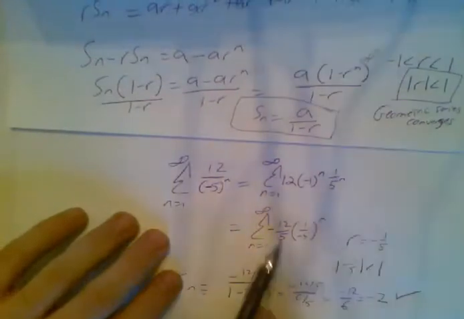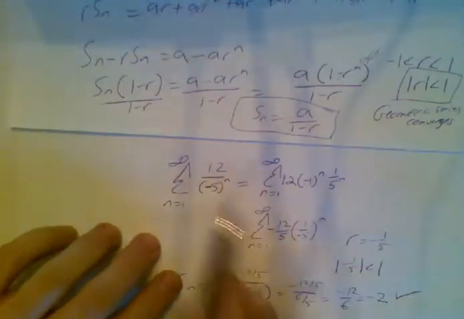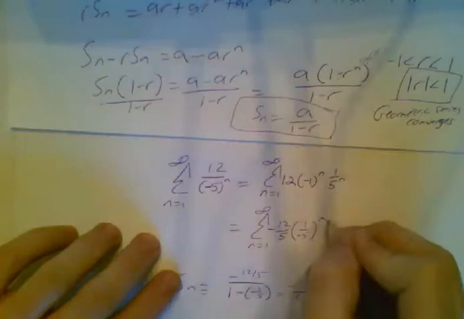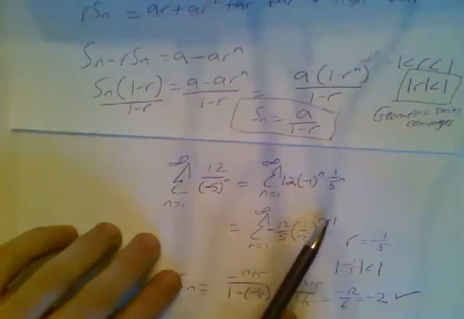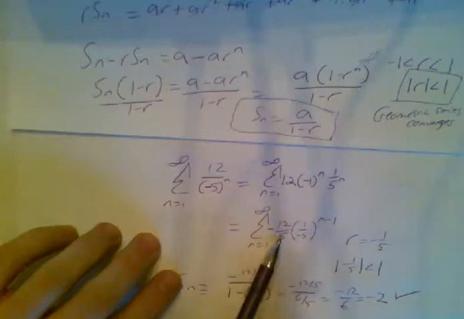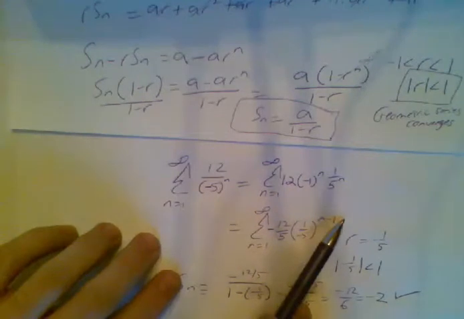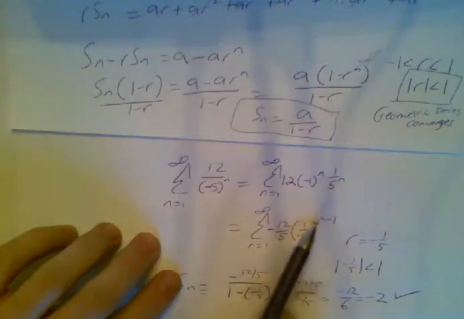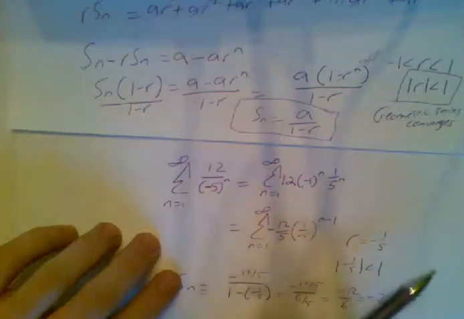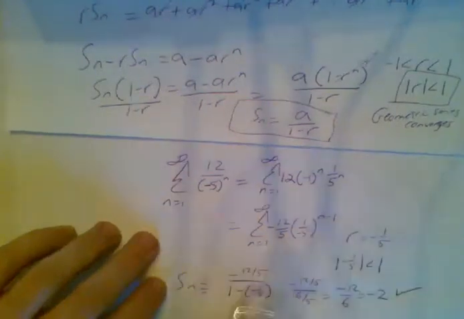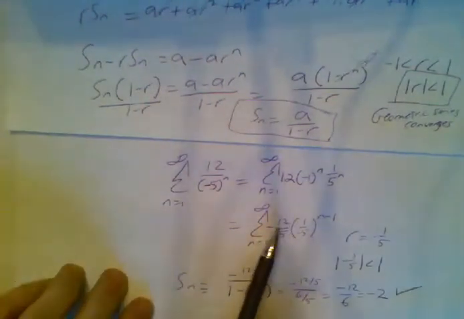I just realized that I pulled out a negative here, which wasn't in the original, so this would actually be to the n minus 1. Let's just check that. If n is 1, this becomes negative 12 fifths times 1. And if n was 2, now I'm back on track. I've got my negative here, which is positive, and now I go back to alternating. So I didn't change anything here. I still had the right r value, I still had the right a value.